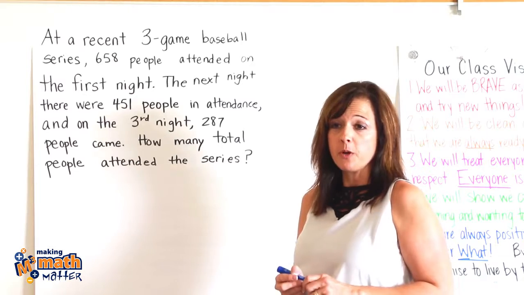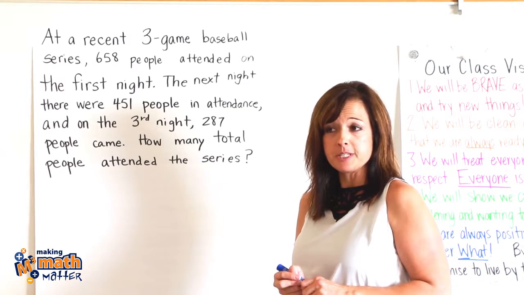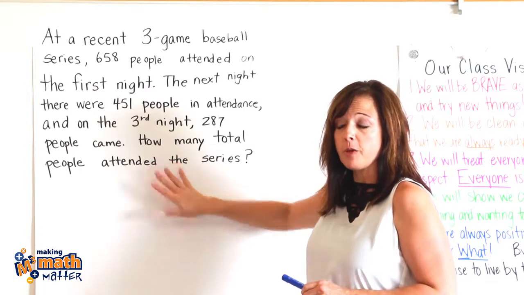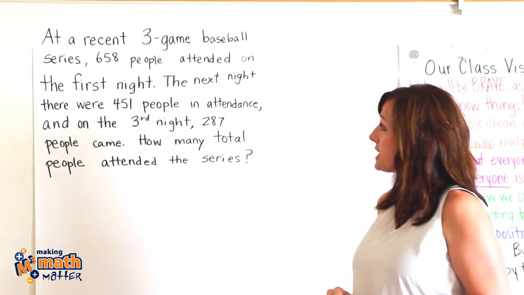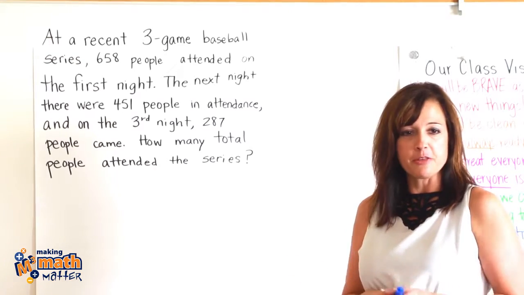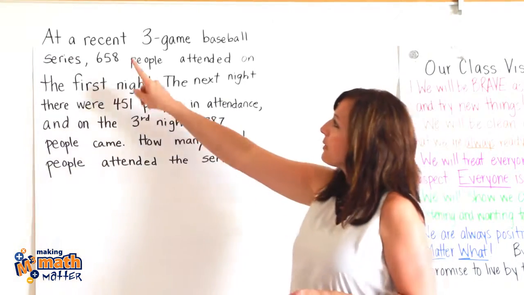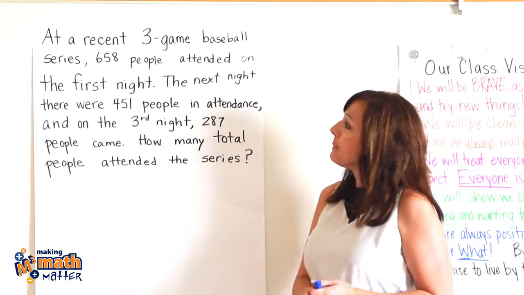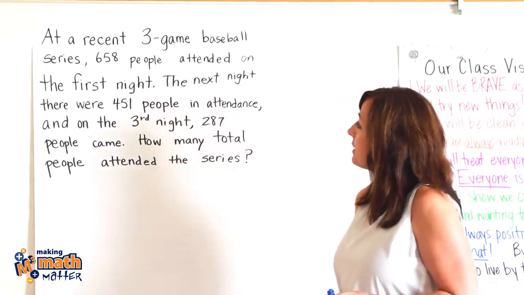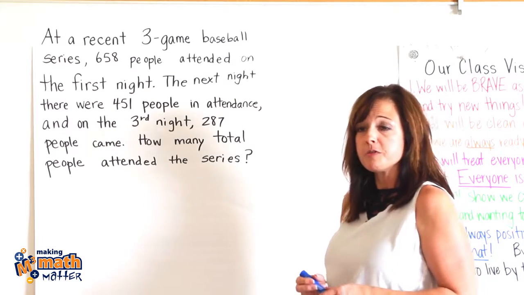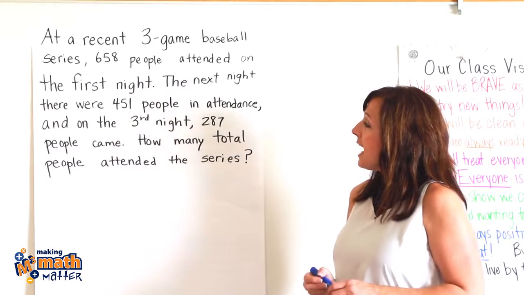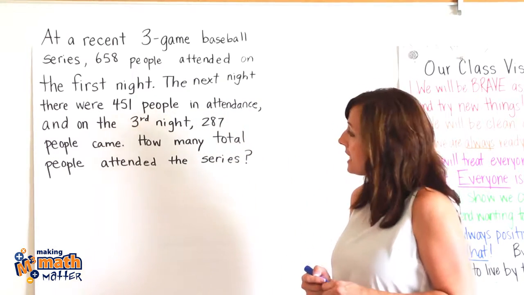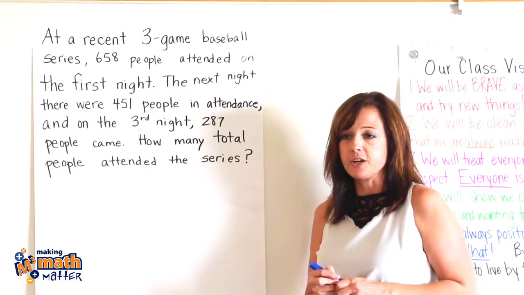All right, today we are going to use the model drawing steps to work on this math problem right here. So follow along with me. The first thing we're going to do is read the problem because that's what mathematicians do. At a recent 3-game baseball series, 658 people attended on the first night. The next night, there were 451 people in attendance, and on the third night, 287 people came. How many total people attended the series?